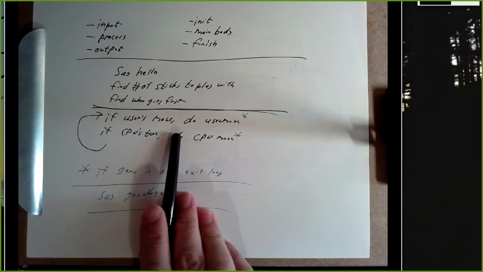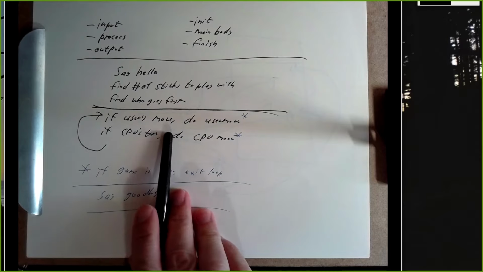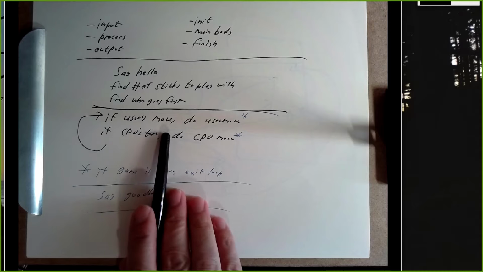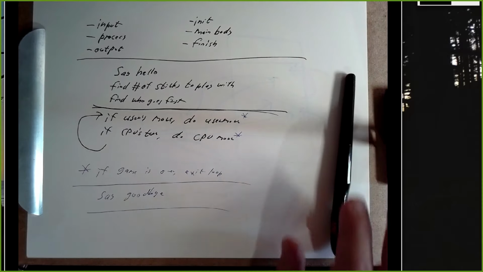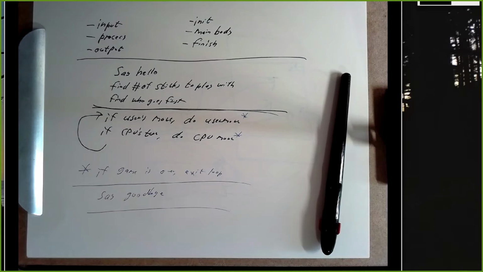Alright, if it's the user's move, I'm going to have some variable which says, is it the user's turn to go? And if it is, then do the user move. Okay, what's the user move? Ask them how many sticks they want to take. Make sure they put in an integer between 1 and 4.